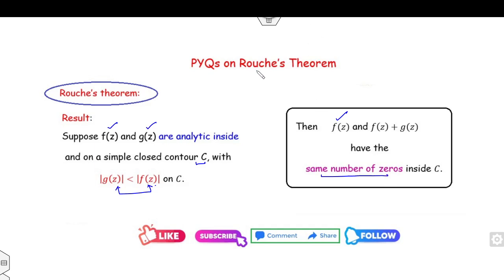Always remember, students, whenever there is a question related to the number of zeros, you always work with the Rouche theorem. The Rouche theorem is only applicable to find the number of zeros within the curve. Always remember, the most important words are within the curve.